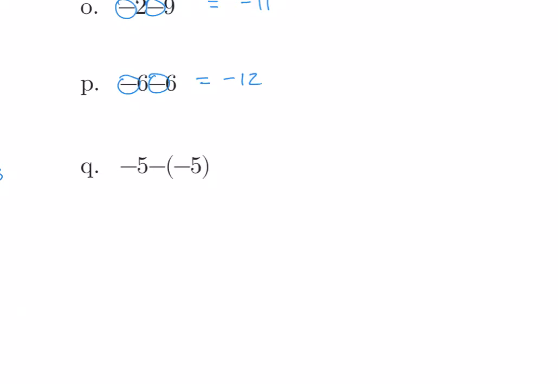Now what about Q? Negative 5 minus negative 5. Remember, we have minus and negative, so the first thing I want to do is change that to a positive. And now negative 5 plus 5, these do have different signs, so now we can subtract. They are opposites. They do combine to 0.